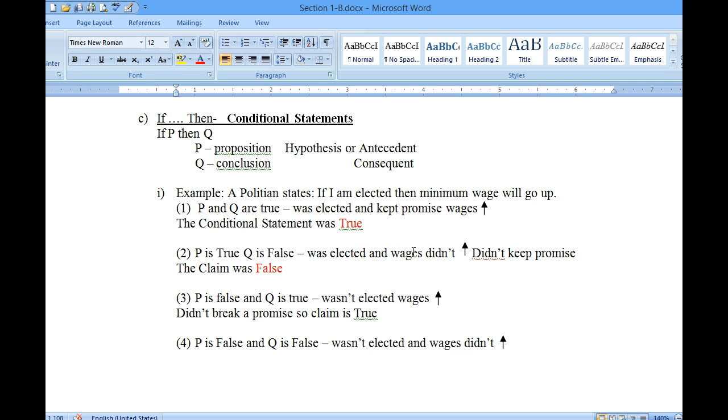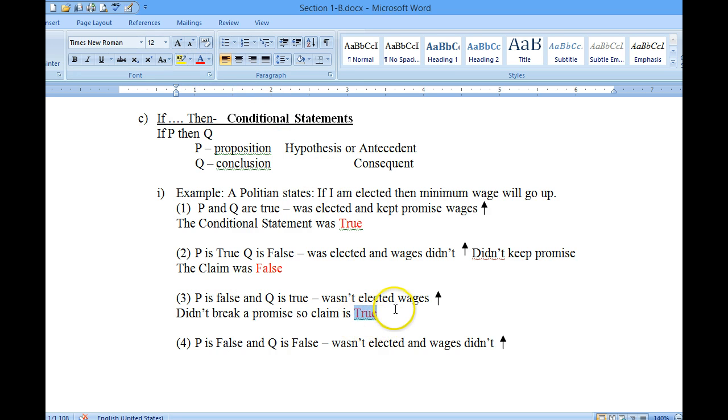Let's try the next possibility. If P is false and Q is true. For the politician example, P is false. The politician was not elected, but Q is true. Minimum wages did increase. So what, the politician wasn't elected, wages increased. This politician didn't break the promise. This politician was never elected. So even though wages did go up, the politician didn't break the promise. So his or her statement is true.